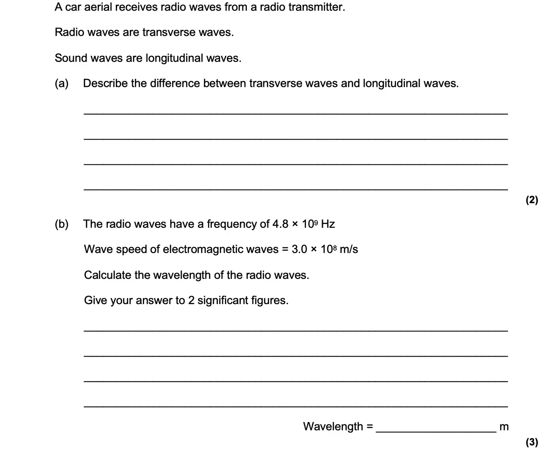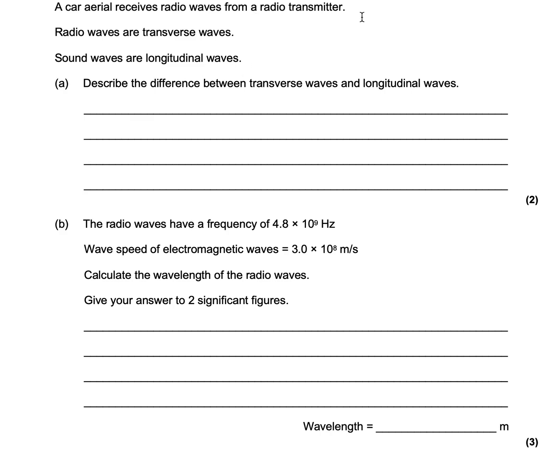Here about electromagnetic waves and wave properties. So a car aerial receives radio waves from a radio transmitter. An aerial is the sort of metal rod that sticks up from the top of a car that you need to make the radio work.